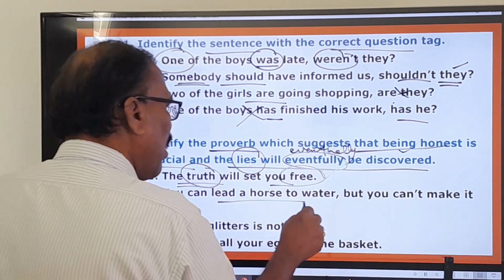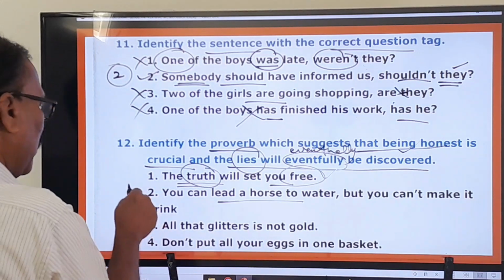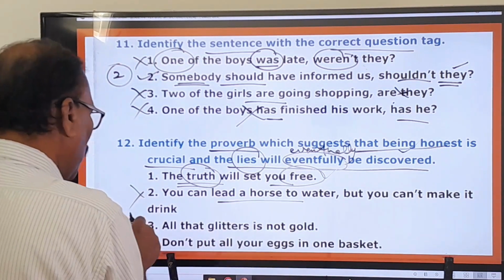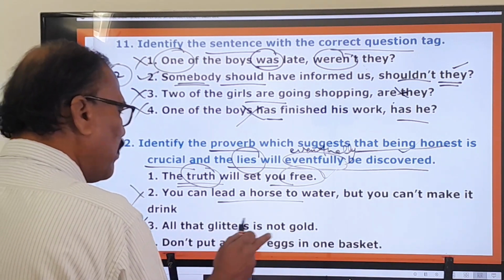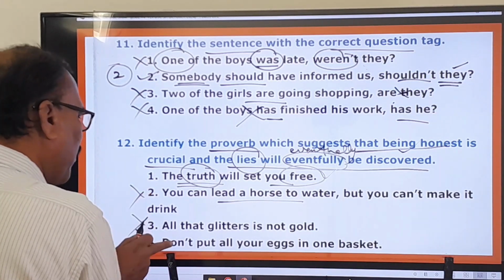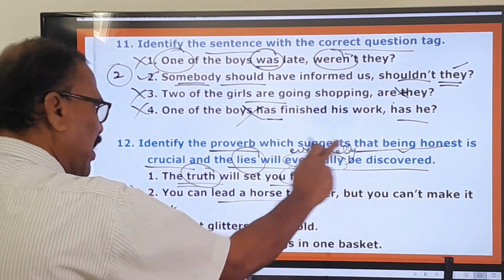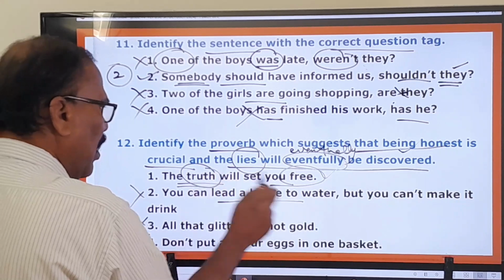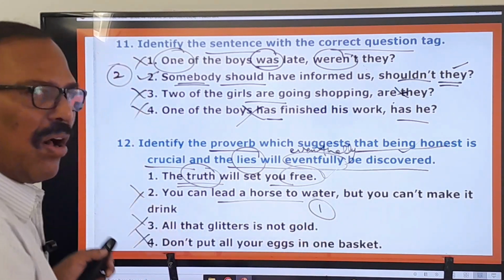You can lead a horse to water, but you can't make it drink. No. All that glitters is not gold. No. Don't put all your eggs in one basket. No. So second one, third one, fourth one, these proverbs don't convey this meaning except this one. Therefore the first one is your right answer, right?